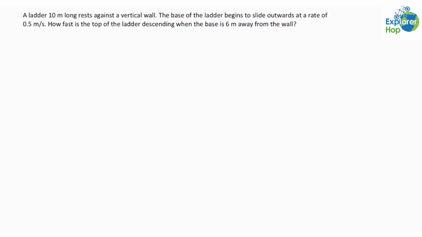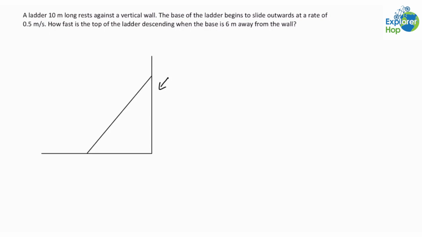For this example, we're told that a ladder 10 meters long rests against a vertical wall. The base of the ladder begins to slide outwards at a rate of 0.5 meters per second. And we're asked, how fast is the top of the ladder descending when the base is 6 meters away from the wall? Let's first draw a diagram of what this looks like to help us visualize this problem.